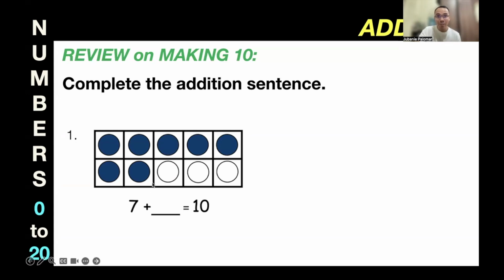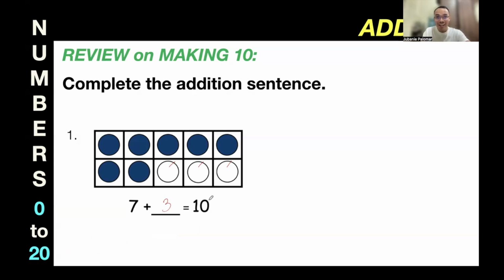Here, we have 7 blue counters so far. How many more do we need to make 10? One method is just by counting the number of empty spaces or boxes. Let's count. 1, 2, 3. There are still 3 empty boxes. It means the missing number in this addition sentence is 3. 7 plus 3 equals 10.